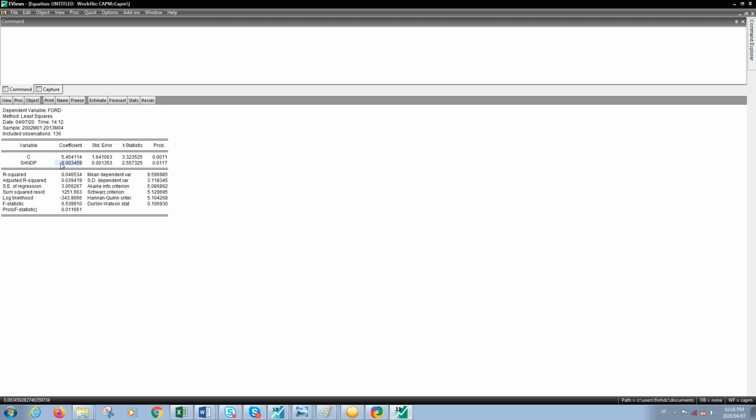So it's positive firstly, right? It's not negative, so it's positive. So does this confirm our expectation? Yes, it does. We expected a positive relationship between Ford and S&P. We expected to see that as S&P goes up, Ford goes up with it. So yes, it confirms our expectation.